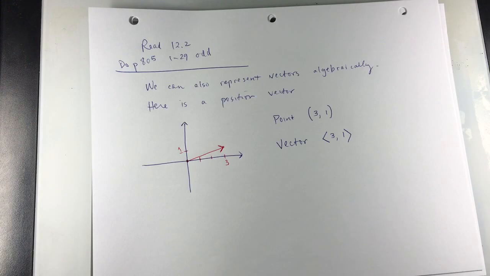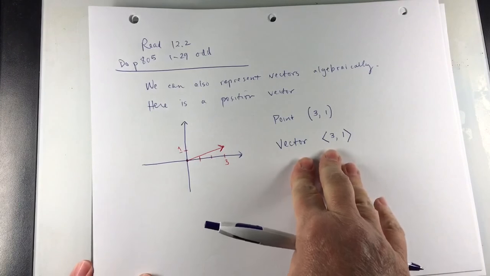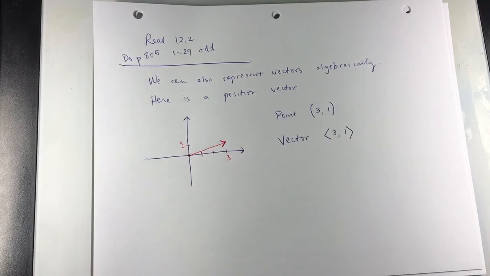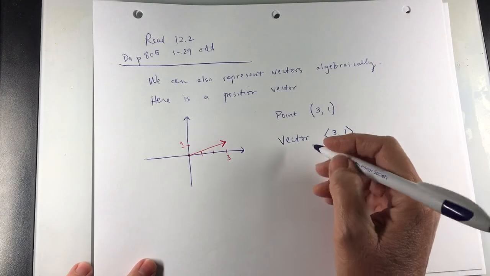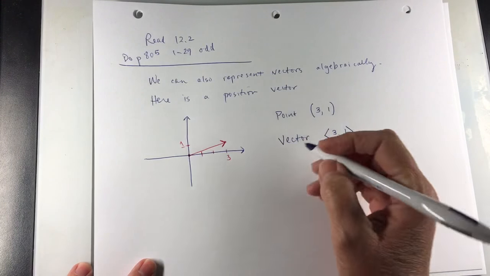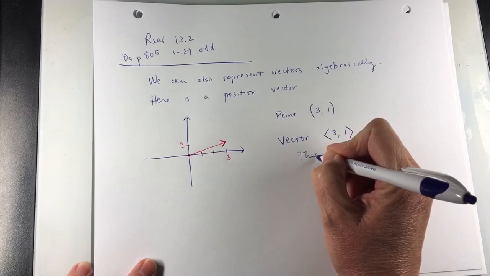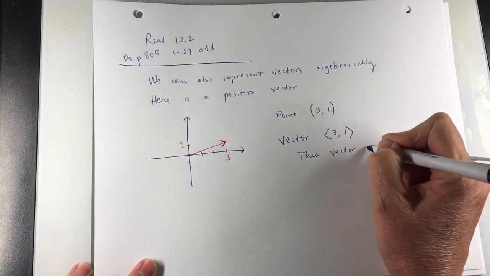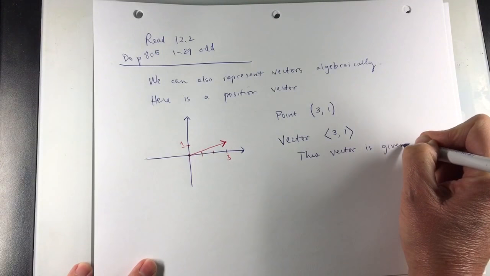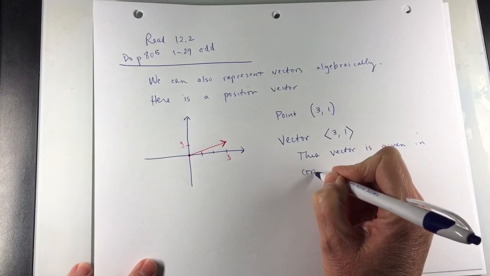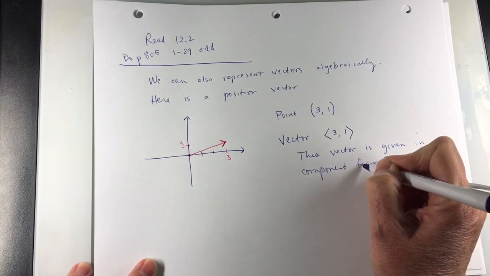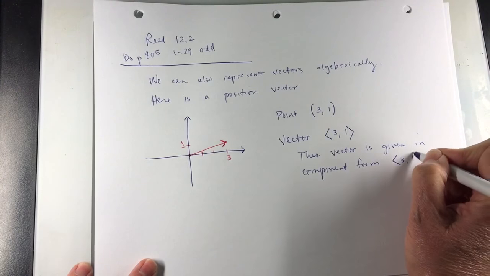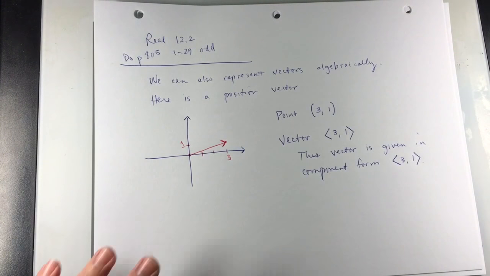And when I have a vector in this form, I would call the 3 and the 1 the components of that vector. So we could write this. I guess we have this in component form. So this vector is given in component form. And I'll just write it again. Angle brackets, 3, 1.